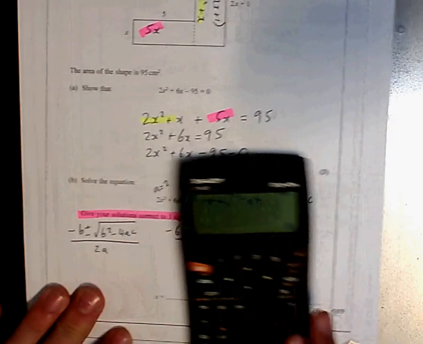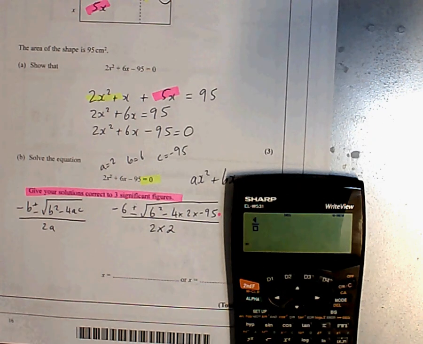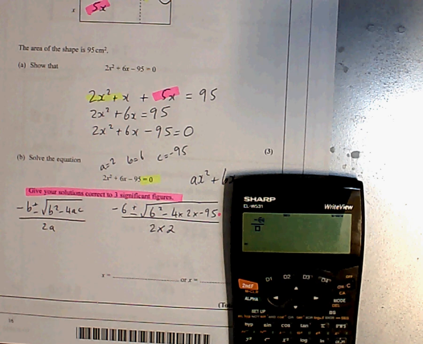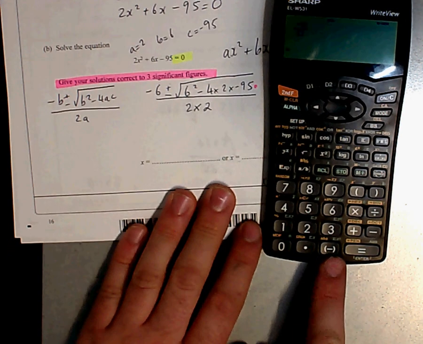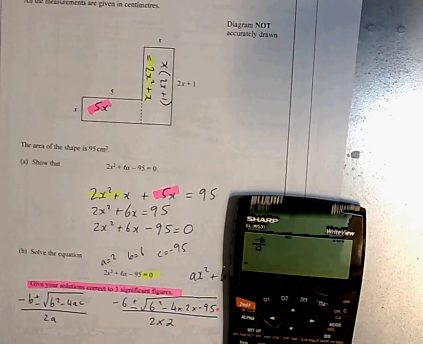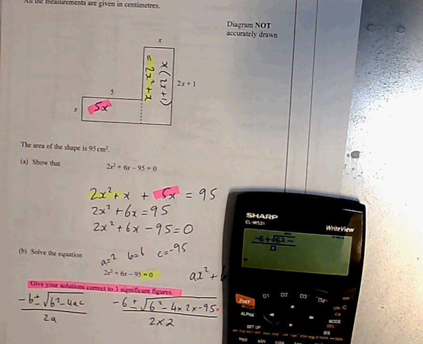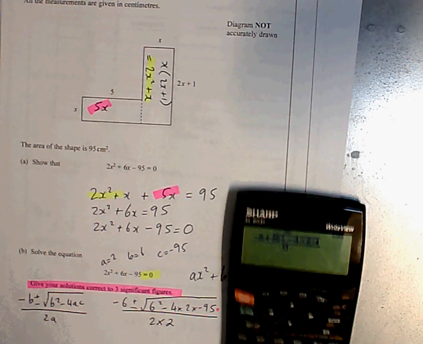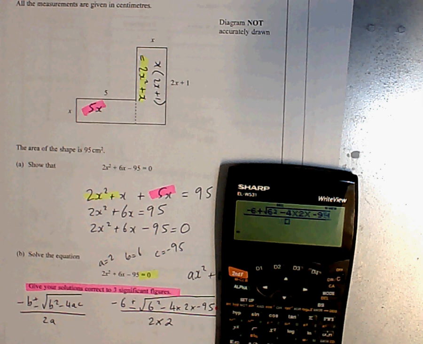I'm going to bring them aside so I can see them. I'm going to use the fraction button. Okay, and I'm going to put minus 6 in by using the negative button. So I was careful to use that button, and then I'm going to input the rest. Plus root 6 squared, take away, it's not a minus, 4 times 2 times minus 95. Hey, that's that little bit done.